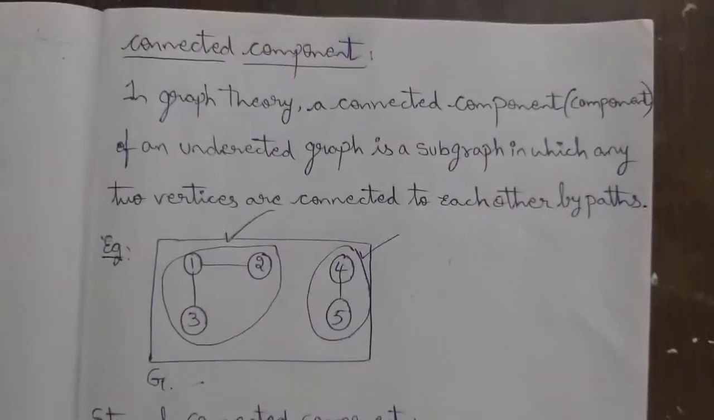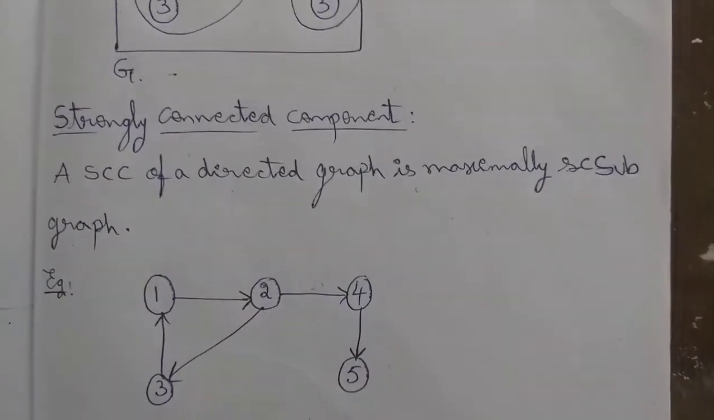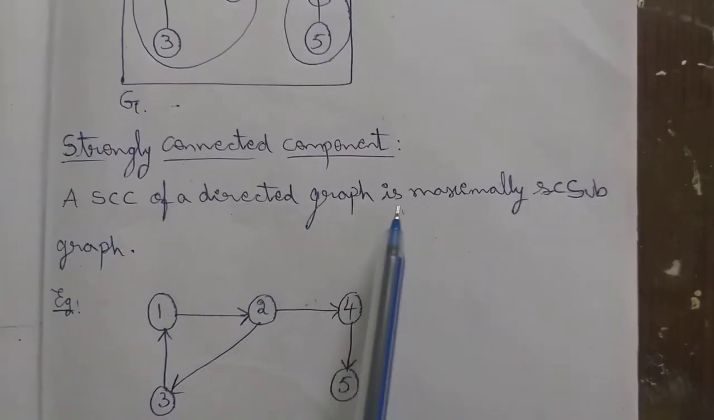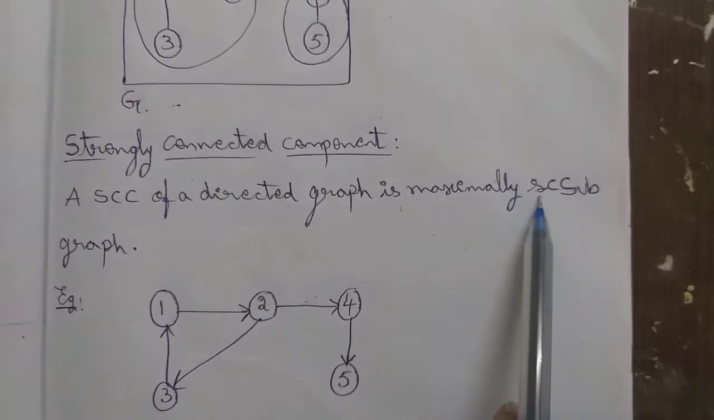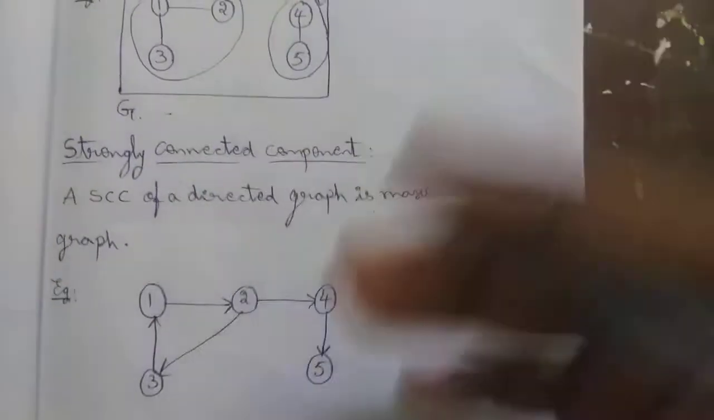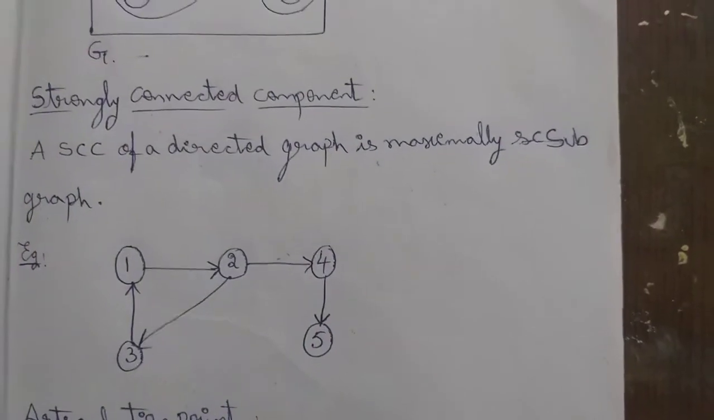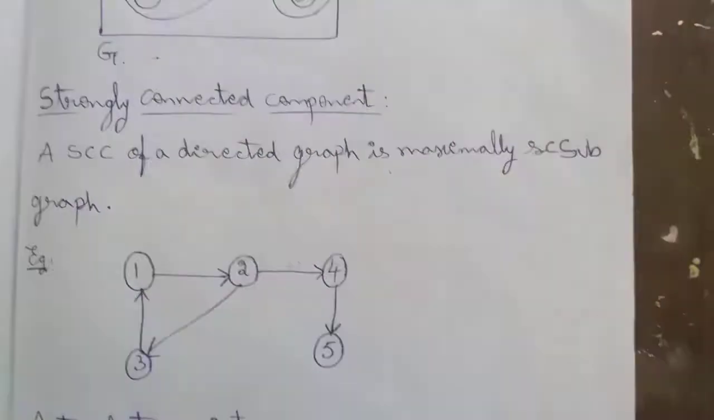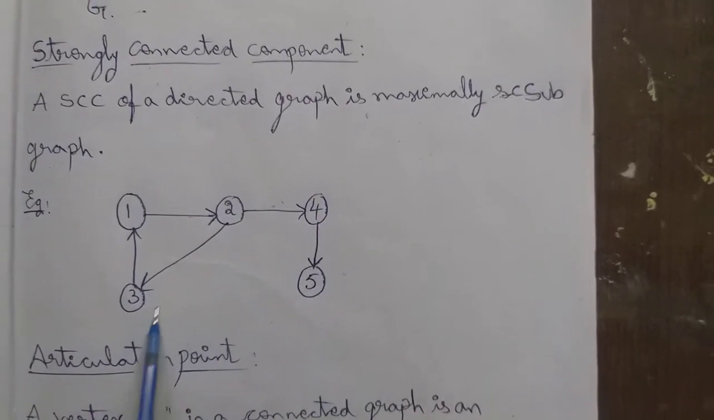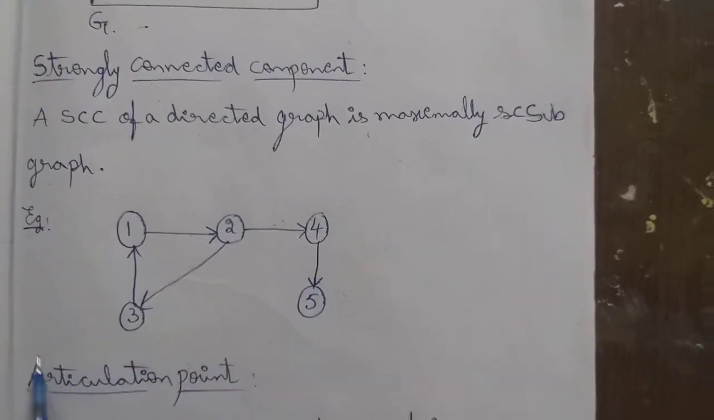The definition is the same as for the connected components, but if we talk about a directed graph, then it is called a strongly connected component. A strongly connected component of a directed graph is a maximally strongly connected subgraph. Similarly, in the same manner as the connected component, given a graph, we should take the subgraph of that graph, and that subgraph should be a connected graph. Yes, you tell me a subgraph of this graph which is connected. Connected means there should exist a path between every pair of vertices.